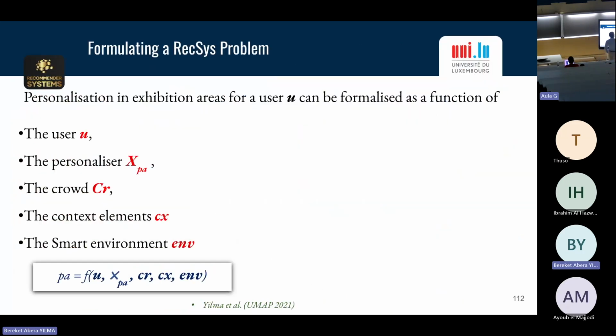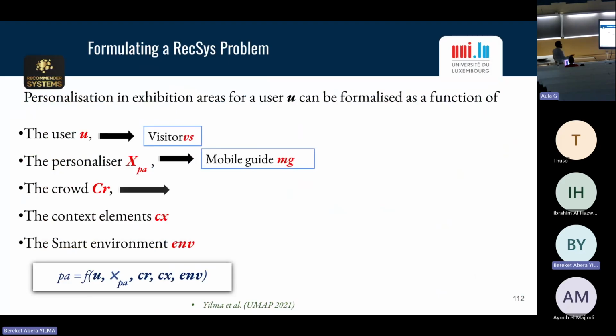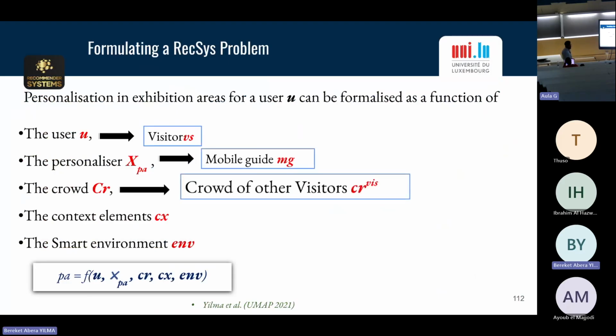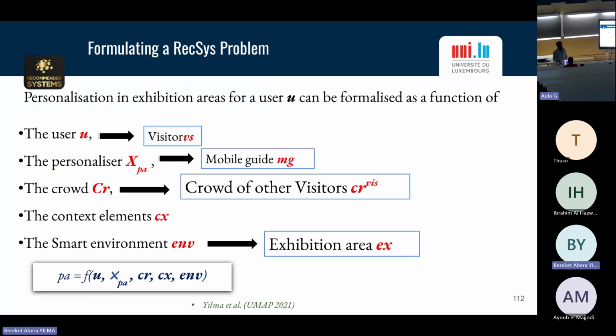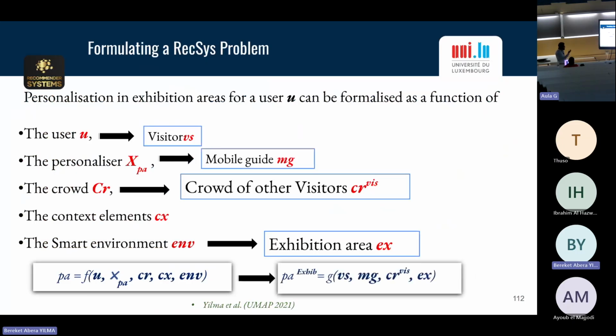So, for example, in the museum context, this formulation can be easily adapted. Your user becomes your visitor, and the personalizer could be a mobile guide. You have a crowd of other visitors in the same physical space, and the smart environment in this case is a museum. And depending on the context you want to model, the day, the time, the theme, or whatever kind of scenario you are trying to deliver personalization for, you can simply adapt this formulation as a function of the visitor, the mobile guide, the crowd of other visitors, and the exhibition area itself as an independent system.